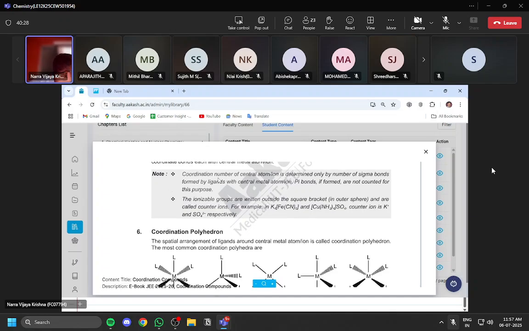Now what they are saying: the coordination number of the central atom is determined only by the number of sigma bonds formed by ligands with the central metal atom or ion. Pi bonds, if formed, are not counted for this purpose. It means we only need to count sigma bonds or coordinate covalent bonds. Then ionizable groups are written outside the square brackets in the outer sphere and are called counter ions.